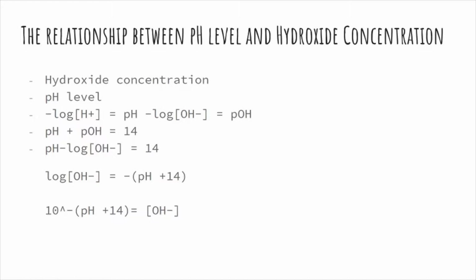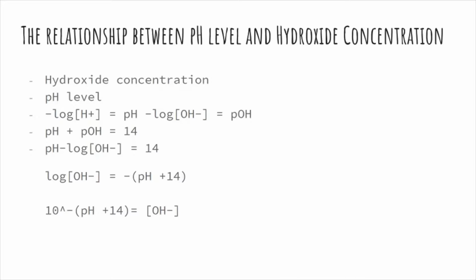Log of OH minus equals negative pH plus 14, and 10 to the power of negative pH plus 14 equals the concentration of OH minus ions, which is the concentration of hydroxide. This sums up the relationship that they have. 10 to the power of negative pH plus 14 gives the hydroxide concentration.